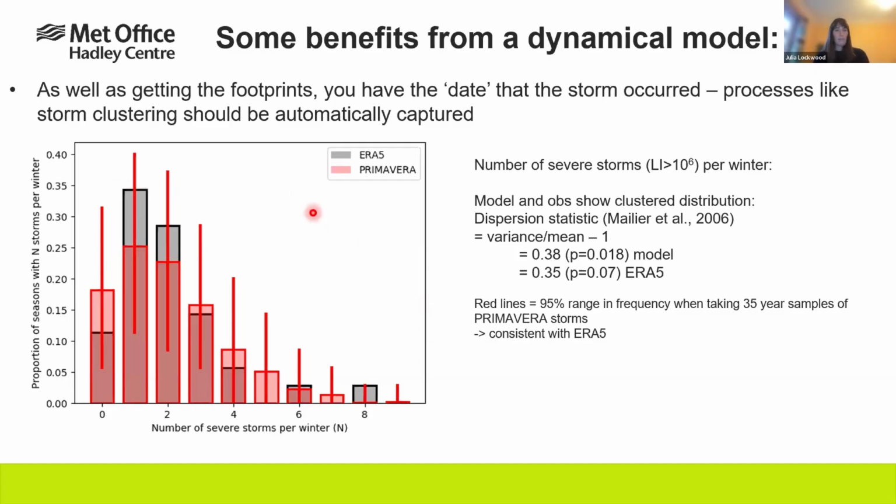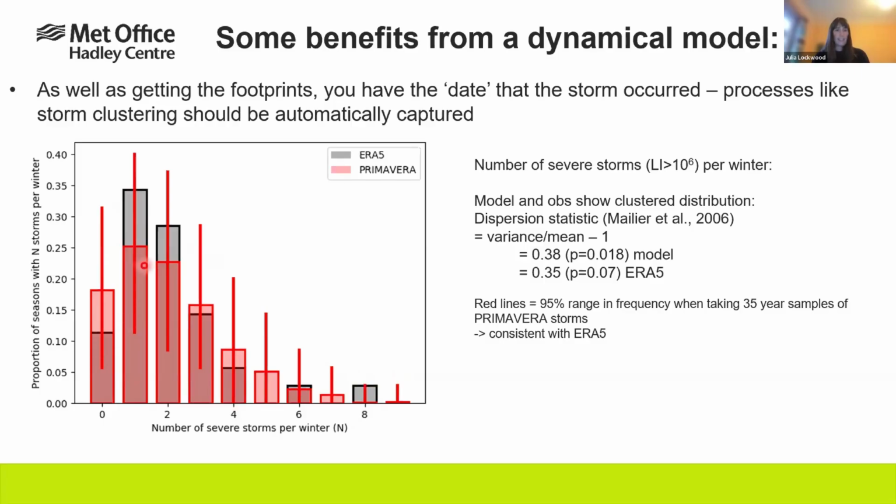So here we were just testing whether the models can capture storm clustering, which European windstorms are known to show, in that they don't follow a Poisson distribution. You can get some seasons where you have a much higher number of storms than you'd expect from a Poisson distribution. So here we've got in black our ERA5 number of severe storms per season. You see this one where there were 8 storms in a season. I think that was 1990, which is a very severe one.